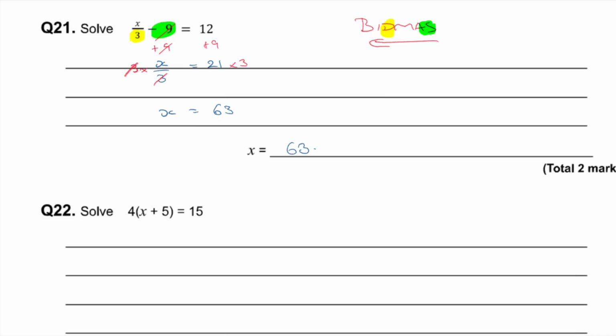Okay, next one up, 4 lots of x plus 5 is equal to 15. Now you've usually got two choices when you've got brackets like this. You can either just multiply out the bracket, or you can see if the 4 divides into the 15, and then you could just divide both sides by 4. Now in this case, 15 is not easily divisible by 4, so we're not going to divide both sides by 4. Instead we're going to multiply out the brackets. So 4 times x and 4 times 5 to get rid of the bracket. So 4 times x is 4x, 4 times 5 is 20, and that's equal to 15.